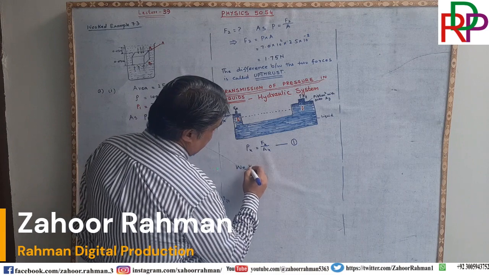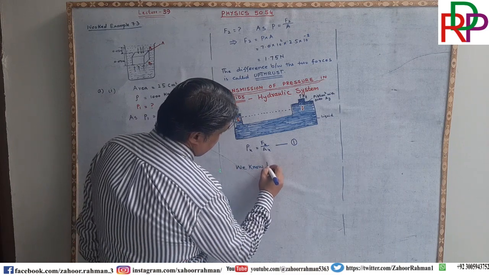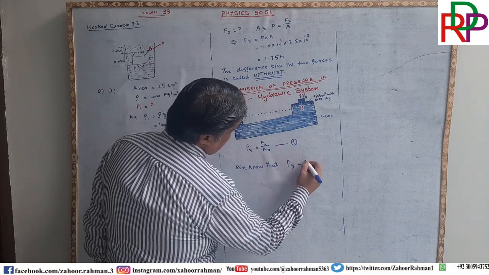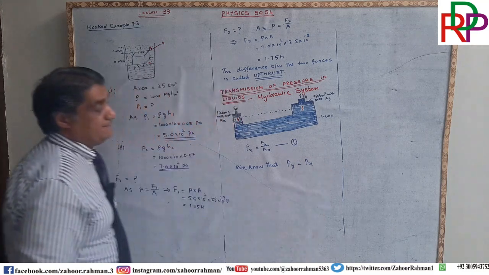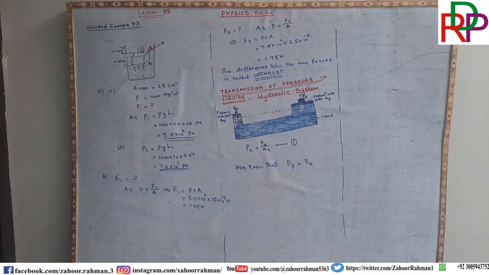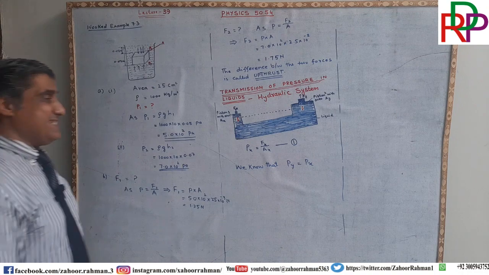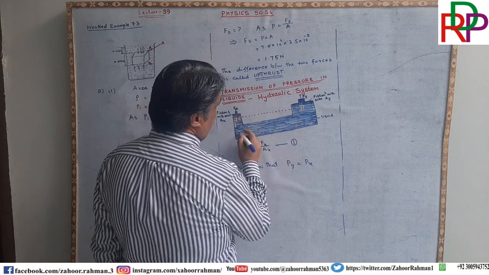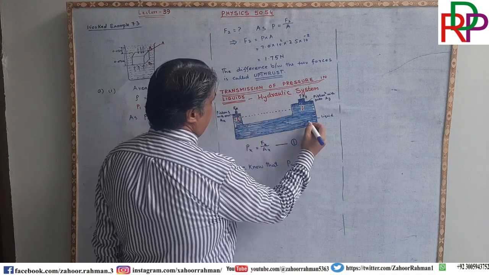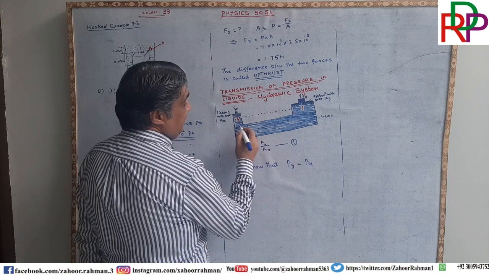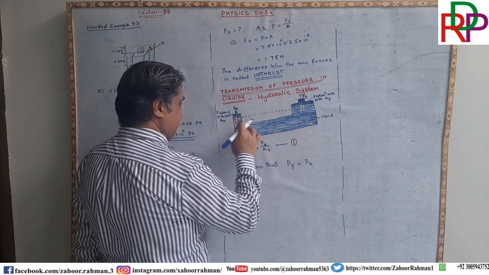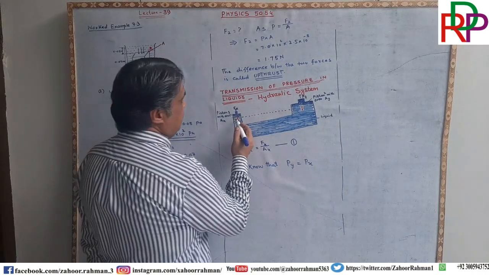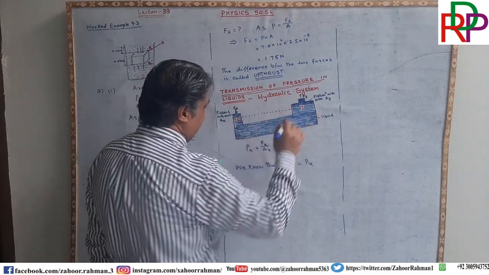We know that Py is equal to Px. Ladies and gentlemen, this is because pressure at the same depth will be equal. Pressure here and pressure here, because it is at the same level, will be the same. So we took these two points X and Y at the same level.